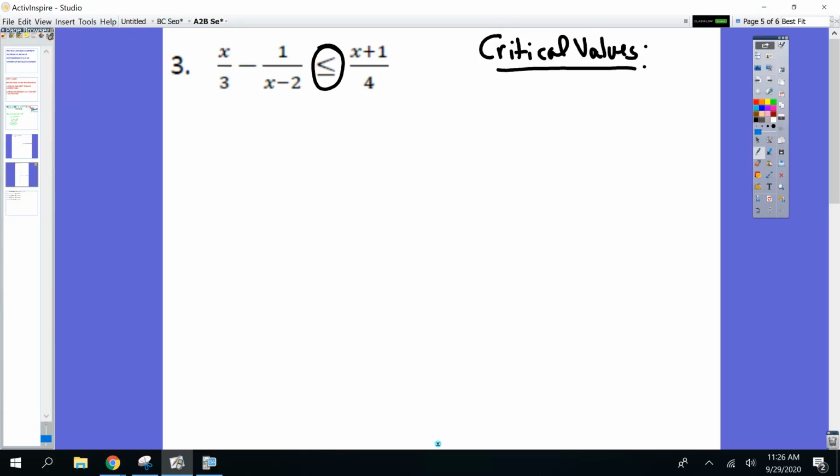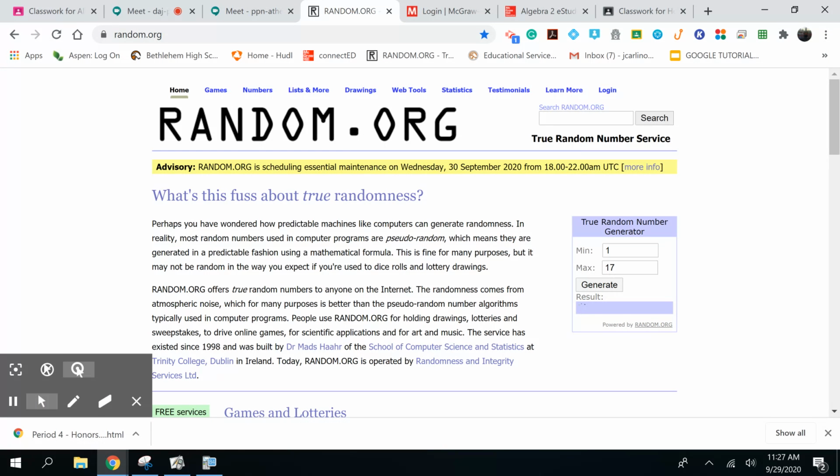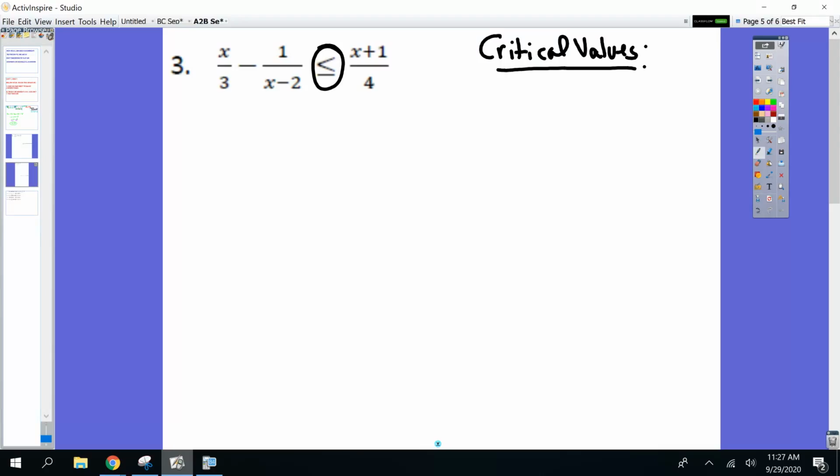Your first critical value: what would make any of those fractions undefined? So what number could I plug in for x up there that makes one of those fractions undefined? 0 in the denominator. Here we go. That's your first job in one of these inequality problems. What would make the fractions undefined? Kian, what's going to make it undefined? 2. Good. So that's our first critical value. 2. That'll go on the number line in a minute. Everyone's good. 2.